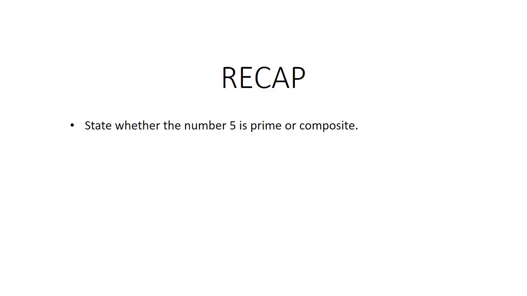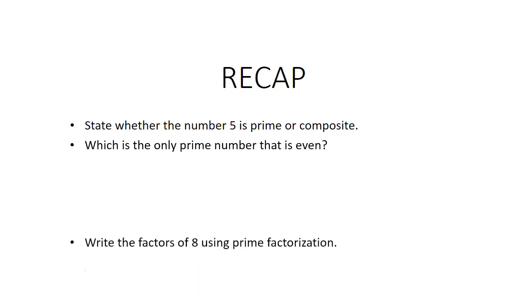In the previous class, we have learnt about prime factorization. Let us have a small recap. State whether the number 5 is prime or composite. Yes, the number 5 is a prime number because it is divisible only by 5 and 1. Which is the only prime number that is even? Yes. Number 2 is the only even prime number.